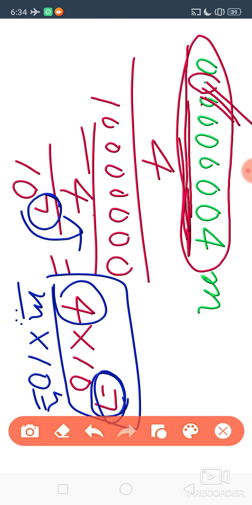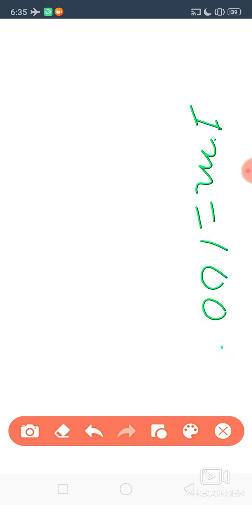Now come to another question. Before coming to another question, I would like to discuss one concept which we have studied in class 5 only. So 1 meter is equal to 100 centimeter. This much we have studied in class 5 only. And 1 centimeter is equal to 10 millimeter. This much you know. So 1 meter will be equal to how many millimeter?